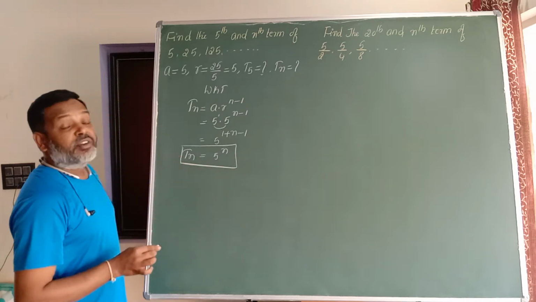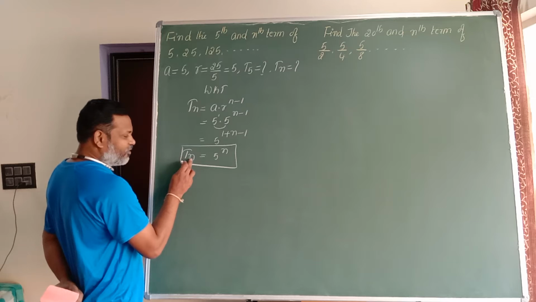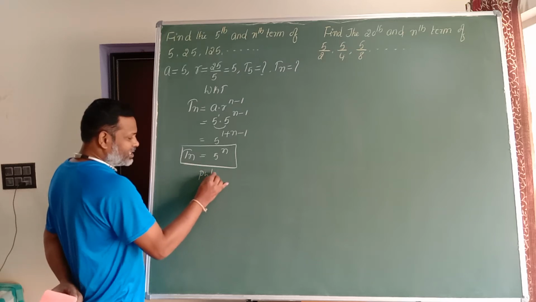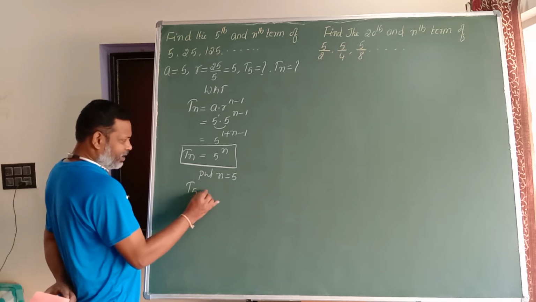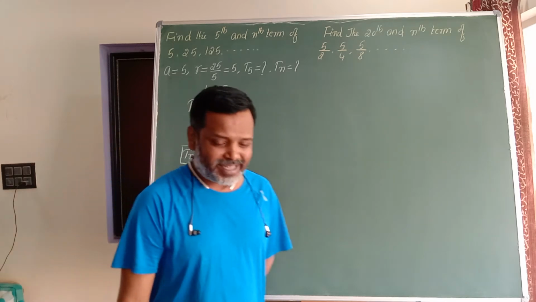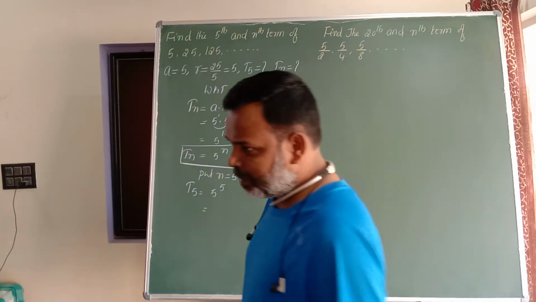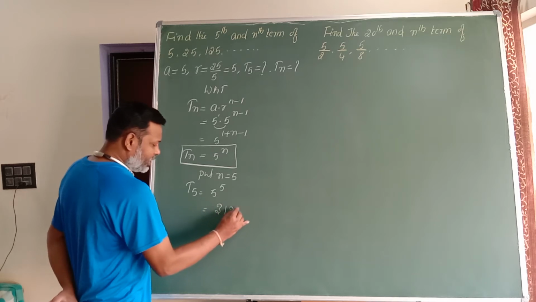Now, to find out the fifth term, what to do here? The fifth term is nothing but T5. Put n is equal to 5. That's it. When n is equal to 5, T5 is equal to 5 power 5. 5 power 4 is 625, whereas 5 power 5 is 3125. This is what we get.